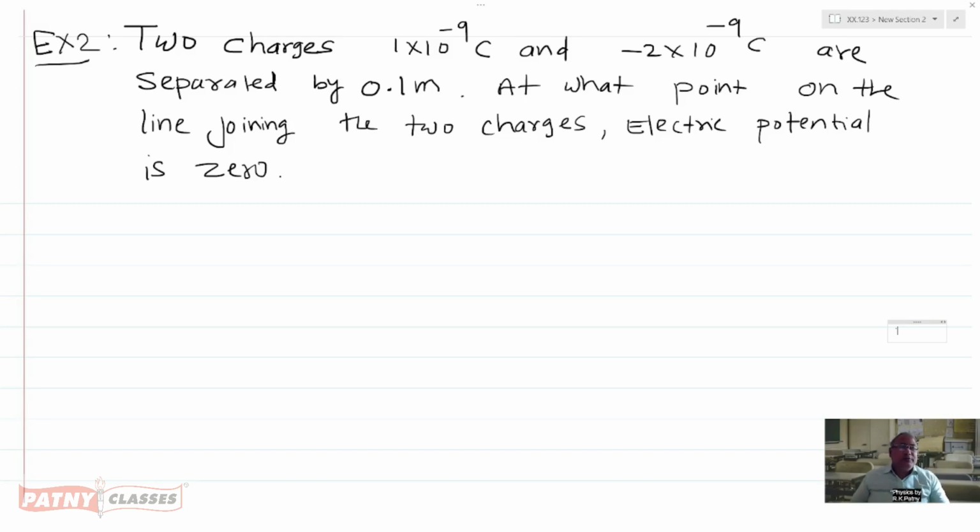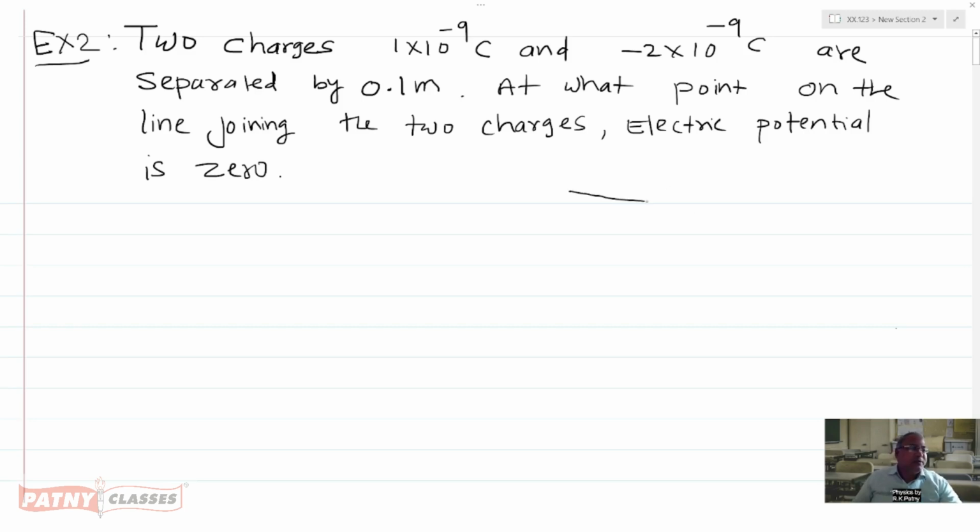Example number 2. Two charges, 1 into 10 raised to minus 9 coulombs and minus 2 into 10 raised to minus 9 coulombs, are separated by 0.1 meter. At what point on the line joining the two charges is the electric potential 0? Everything is 0. How to do this question? Why is the problem given when everything is 0?